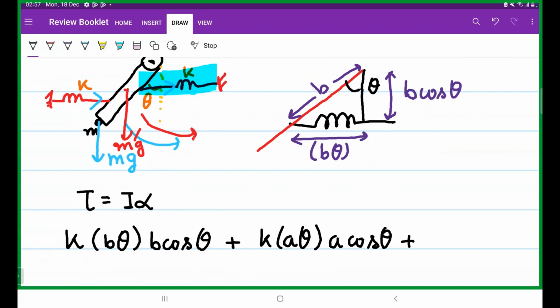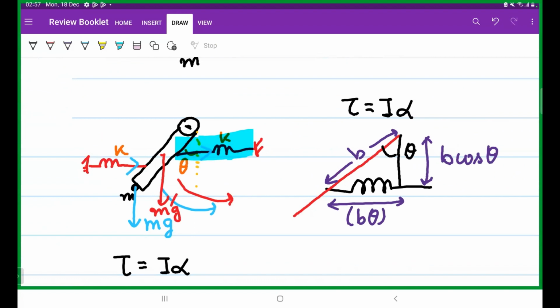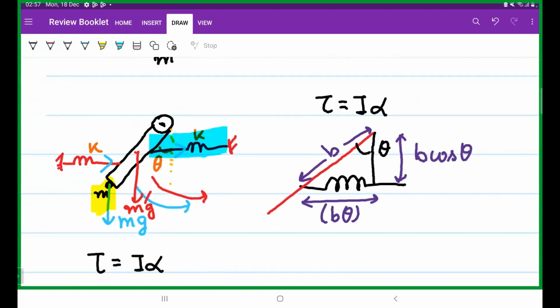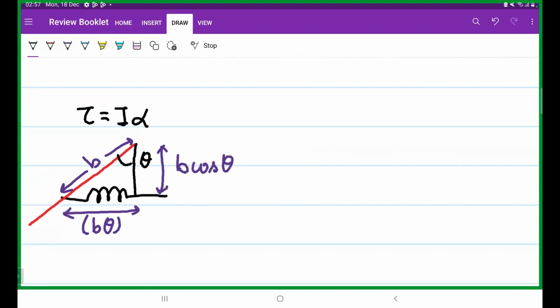Now let's work with the mass. Let's work with this lower mass first. If this is the rod, this is the pivoted point, this is mass m.